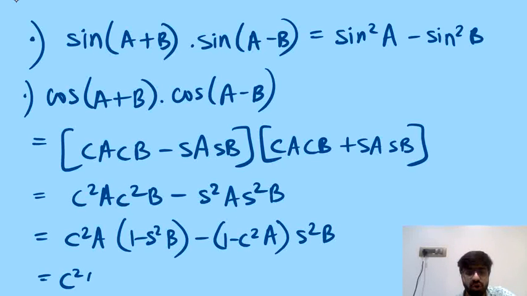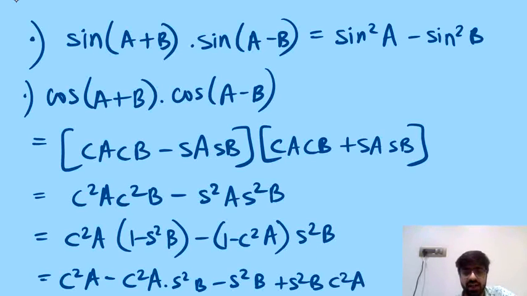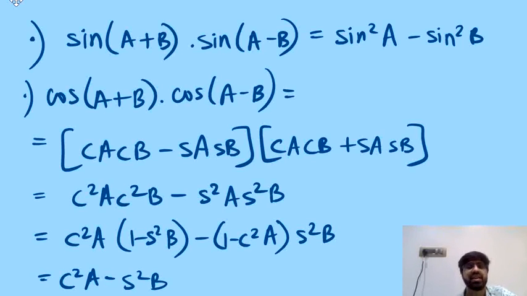Expand the brackets, so we have cos square a minus cos square a sine square b. Expand the second bracket also, so we will have minus sine square b and plus it will be sine square b cos square a. So see, minus cos square a sine square b plus cos square a sine square b, both of them get cancelled, and we are ultimately left with cos square a minus sine square b as the final value for this second expression. So this will be cos square a minus sine square b.